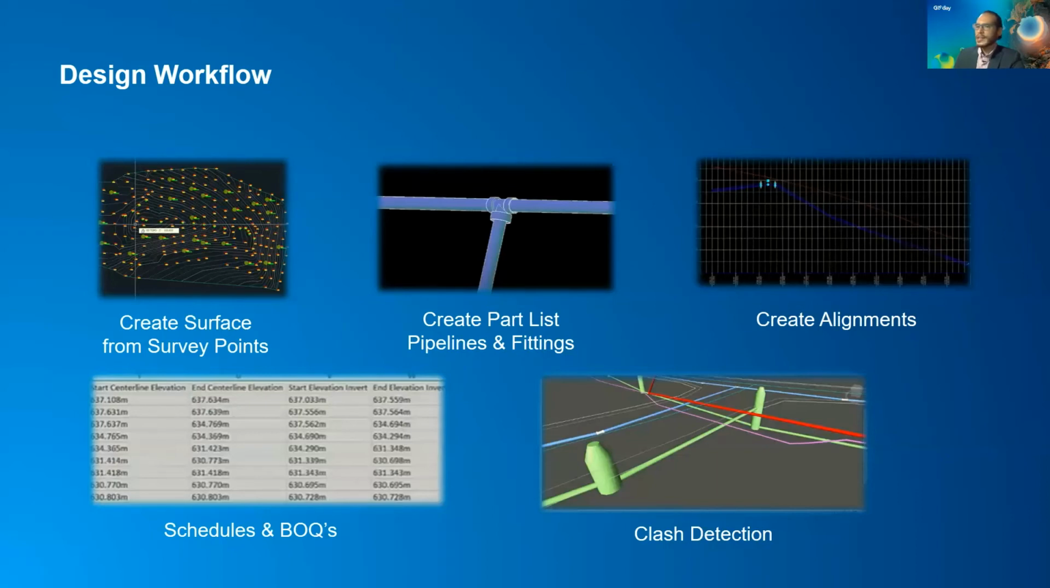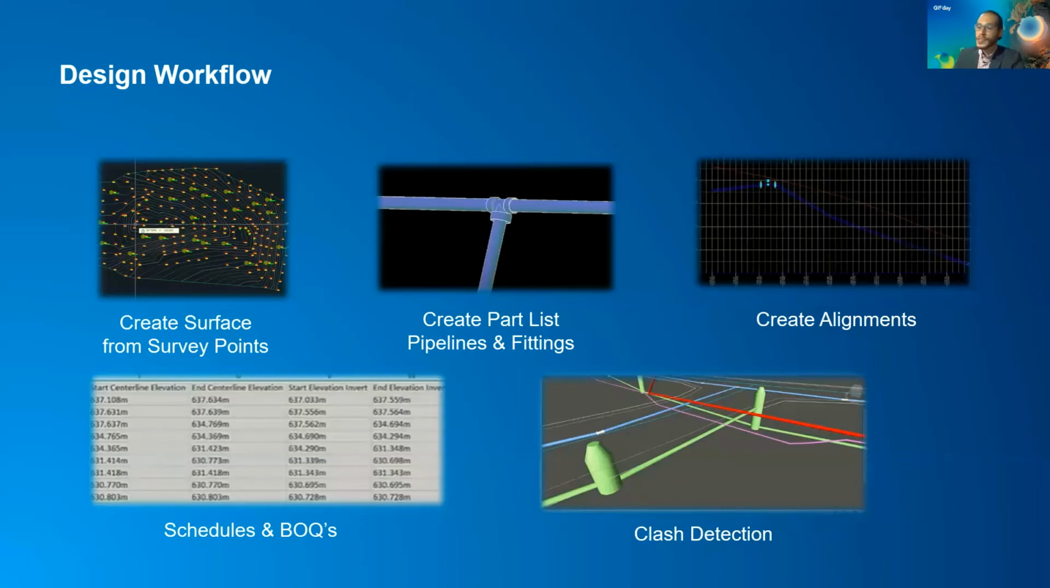In the traditional way, it can take a long time to create such a simple step, like creating alignments or the pipeline profiles. Of course, we need to create a part list that contains the sizes of the pipeline, the fittings, the materials. We need to create alignments, as we said, and also we need to create shop drawings, the type of drawings that we need to be ready for the execution.